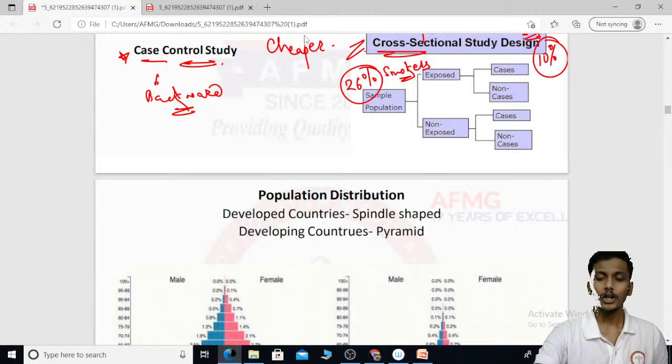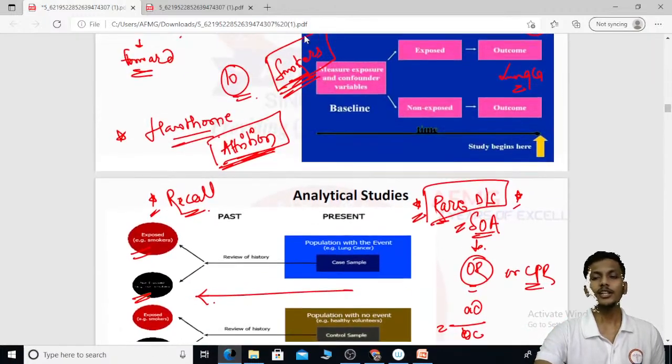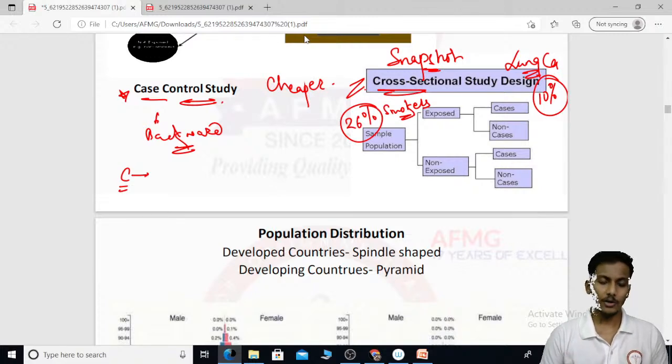Important one. Now just talking about the unit of study. Can anybody tell me what is the unit of study for your cohort study design? Whether it is an individual or a population or community, family or a group. Can anybody tell me what is the unit of study for cohort study?